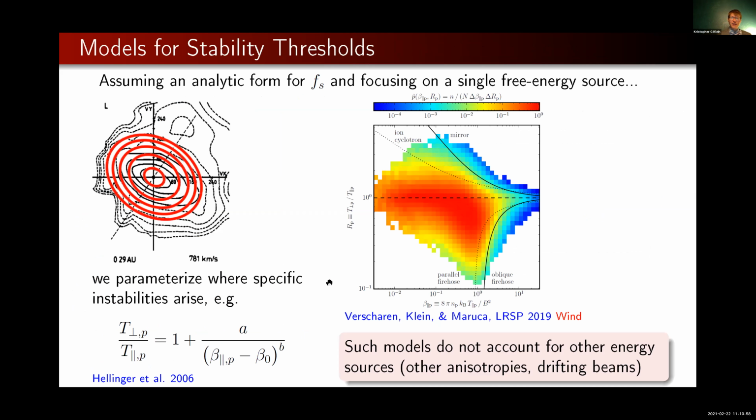So the next thing we need to do is try to model when we exceed instability thresholds, predicting when these waves should arise. And so people typically do that with a measurement made by Helios, but in this case, they ignore the beam and instead just treat it as a single bi-Maxwellian distribution.